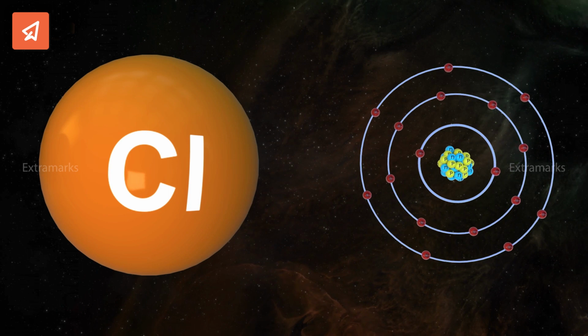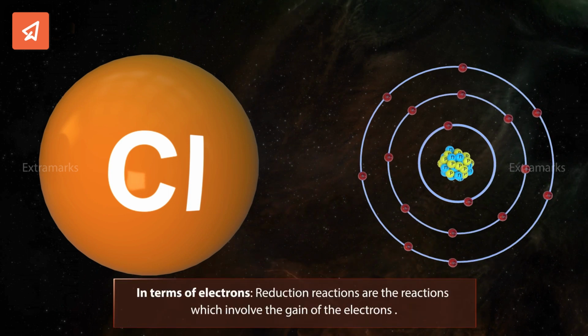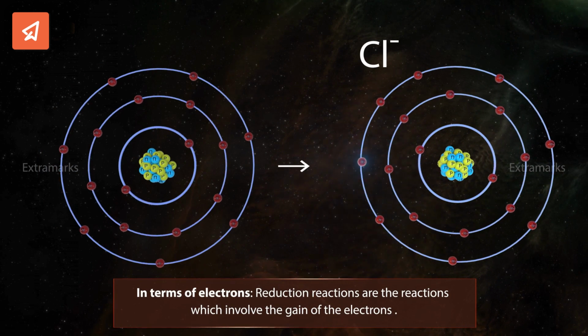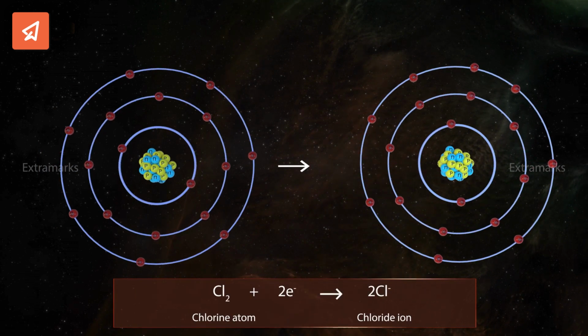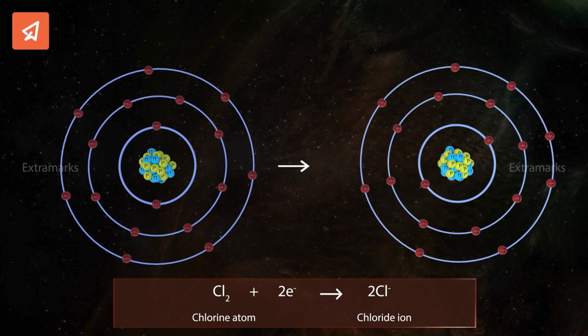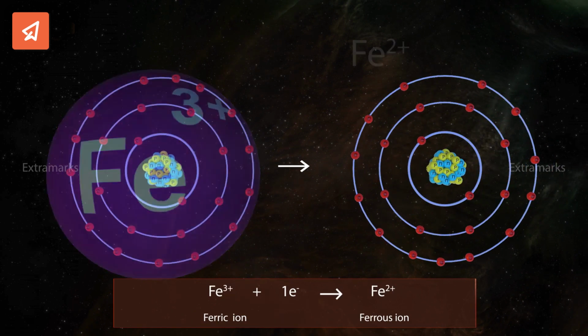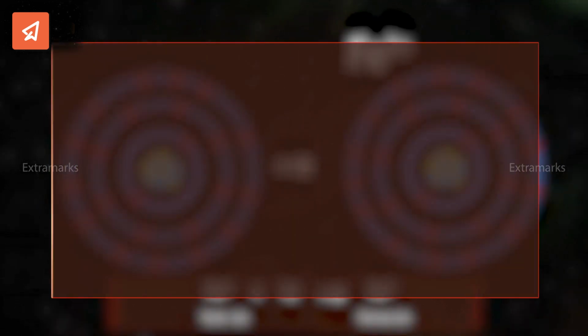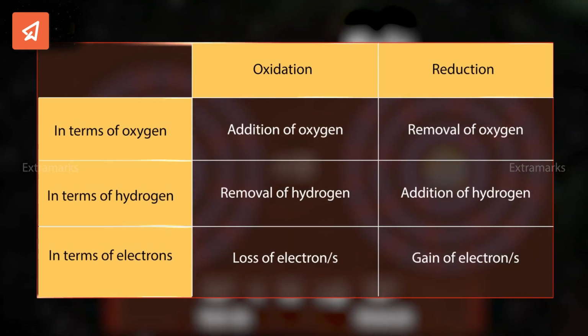In terms of electrons, reduction reactions are defined as the reactions involving the gain of electrons. In the given example, a chlorine atom gains an electron to form chloride ion. Ferric ion gains an electron to form ferrous ion. It's time to recall and summarize what we have learned about oxidation and reduction reactions.